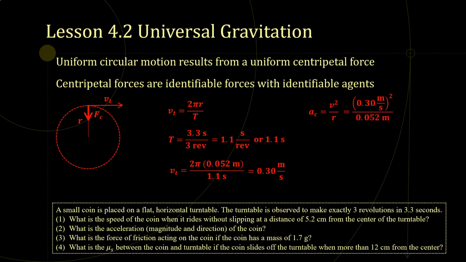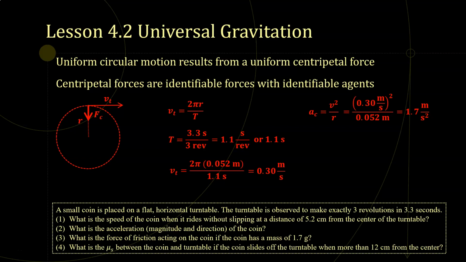I know the velocity is 0.30 meters per second. I just solved for that. I'm going to square that and divide by the radius again. And that's going to give me a centripetal acceleration of 1.7 meters per second squared. All right, I've solved part two. Now what about part three?